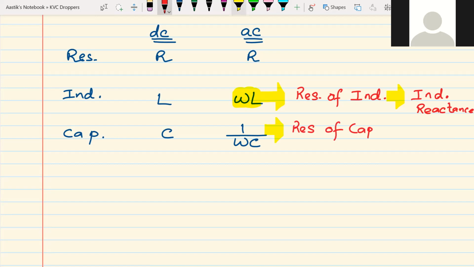This is not a good name. So what name should I give it? We call it capacitive reactance. Do we understand this? Yes or no? Yes, sir. The SI unit is ohm. The SI unit of all these three things is ohm. Do we remember this? Do we understand this? Yes, sir.